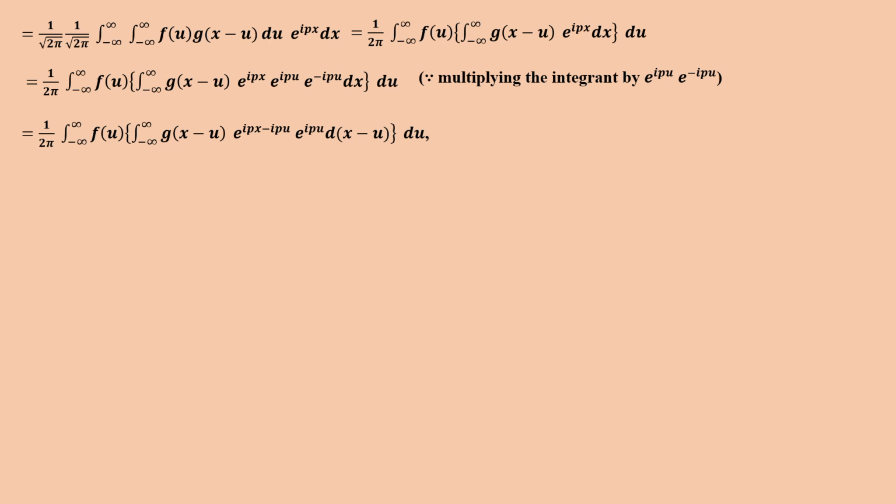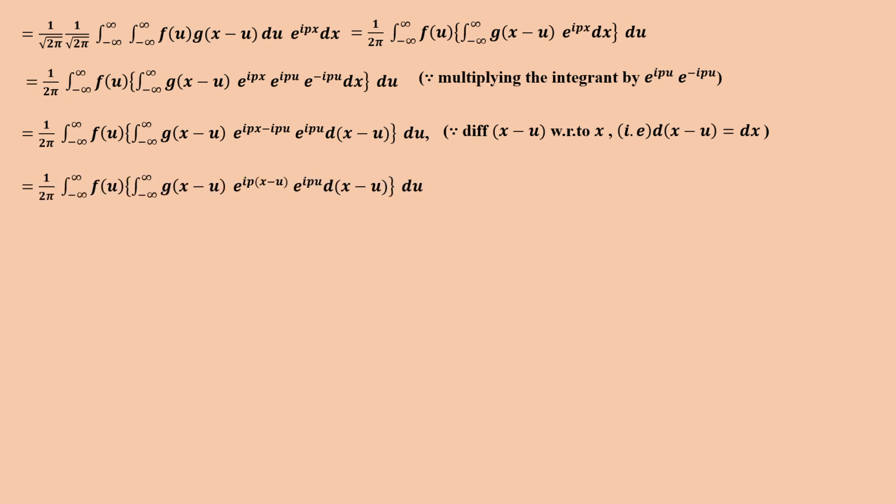So that is equal to 1 by 2 pi integral minus infinity to plus infinity f of u integral minus infinity to plus infinity g of x minus u. Now we are grouping e power i p x and e power minus i p u, grouping the powers i p x minus i p u. Then the balance we are having is e power i p u. Then dx can be written as the derivative of x minus u with respect to x; u is a constant. So d of x minus u is nothing but dx.